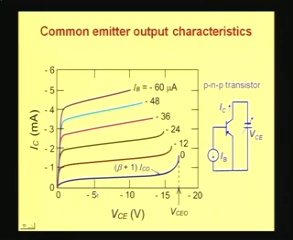Let us look at the characteristics in greater detail. What is happening when you sweep the collector to emitter voltage, base current maintained constant? Let us take a specific case. For example, let us again take the 36 microampere base current case, that is this.